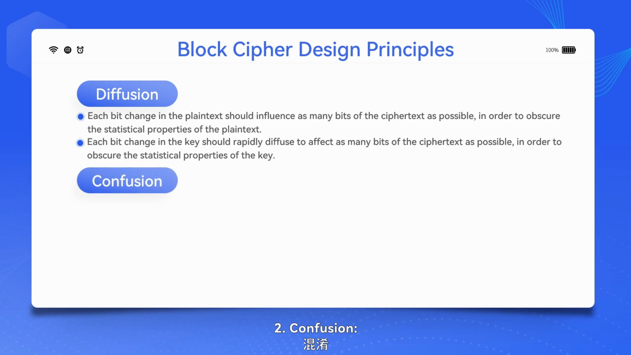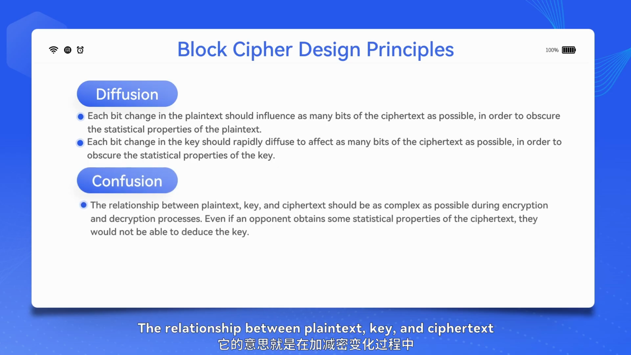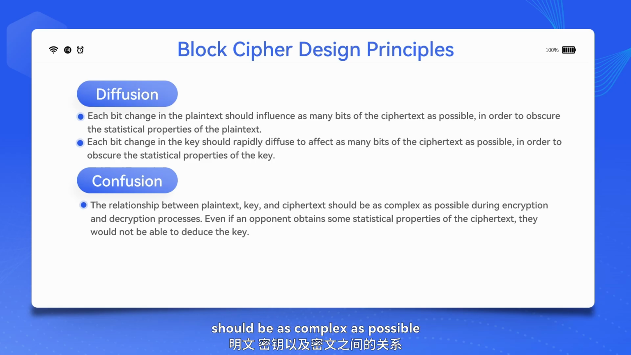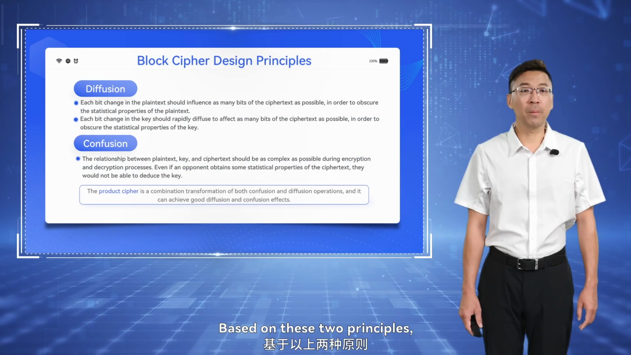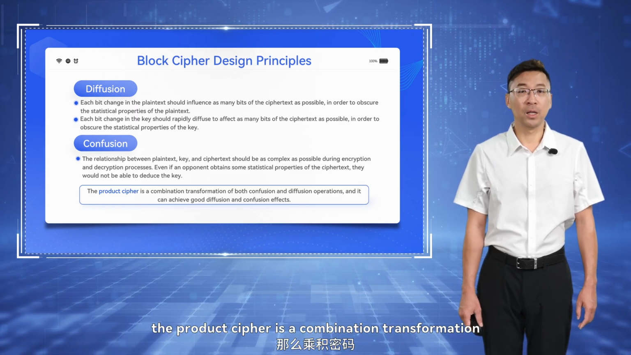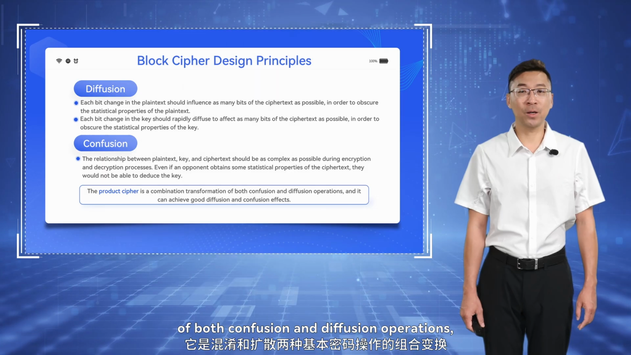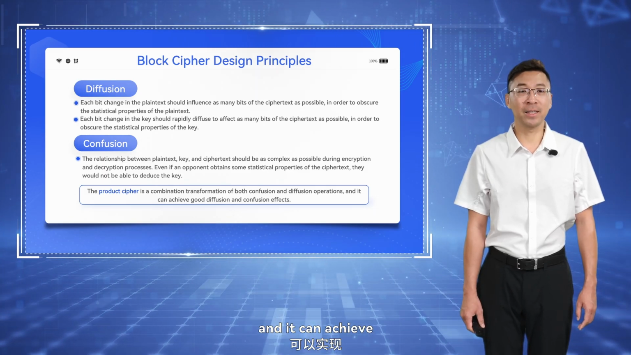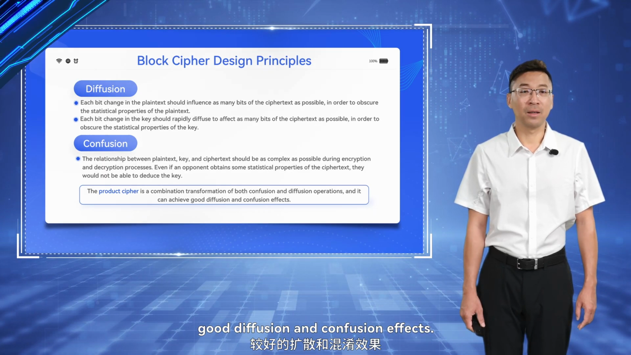2. Confusion. The relationship between plaintext, key, and ciphertext should be as complex as possible during encryption and decryption processes. Even if an opponent obtains some statistical properties of the ciphertext, they would not be able to deduce the key. Based on these two principles, the product cipher is a combination transformation of both confusion and diffusion operations, and it can achieve good diffusion and confusion effects.